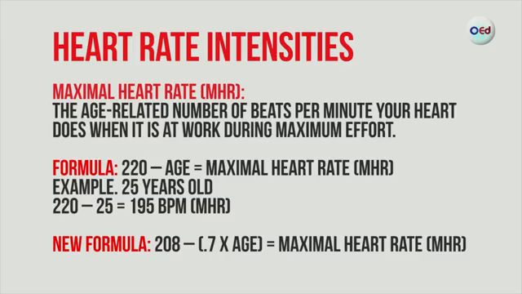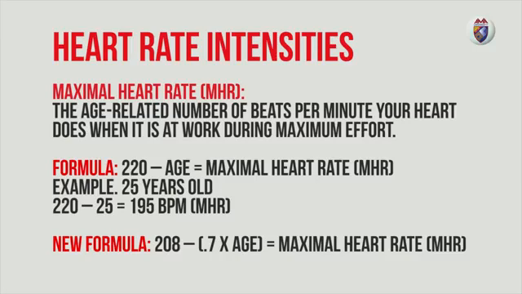220 minus age is equal to your maximal heart rate. Try computing for your maximal heart rate now. Say for example, you are 25 years old. Putting this in the formula, your solution would be 220 minus 25. The answer for this is now 195 beats per minute.